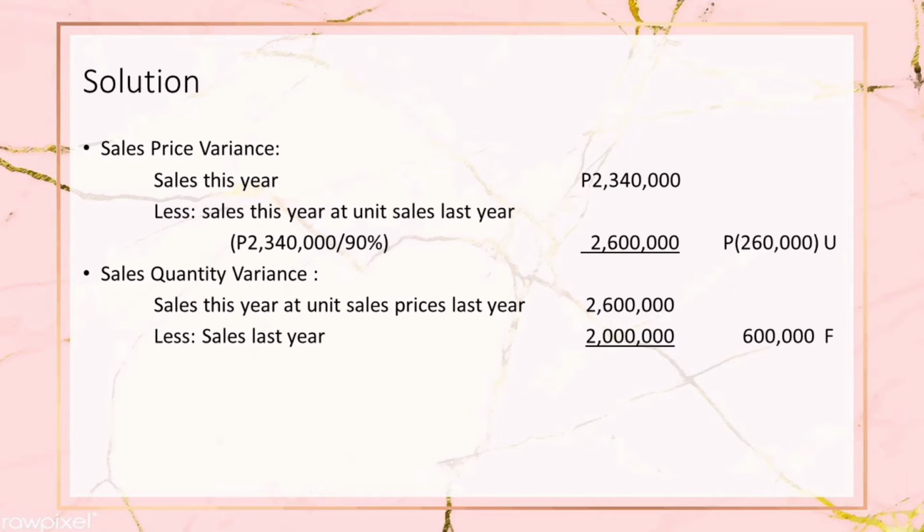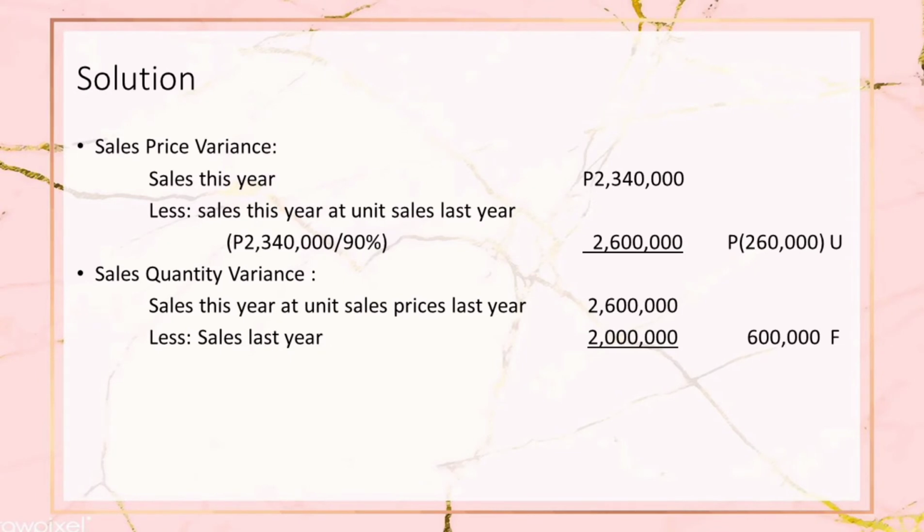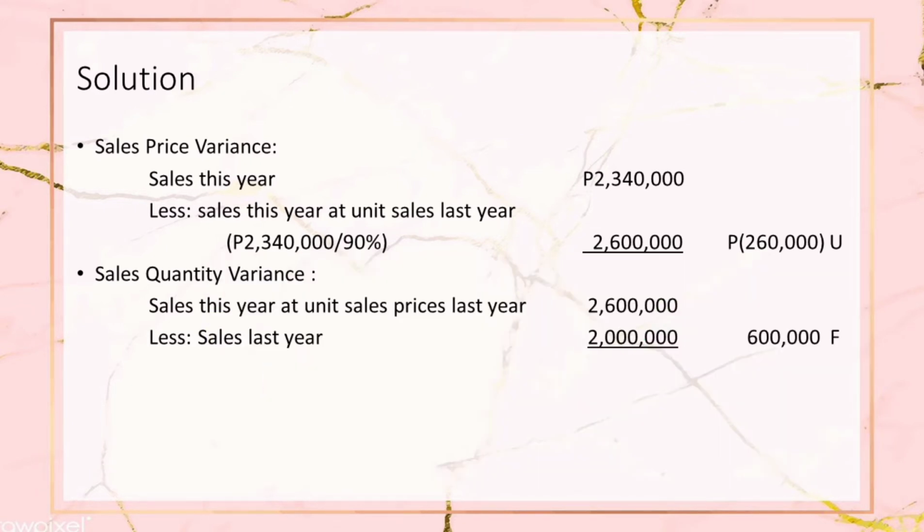The sales quantity variance is computed by getting the difference between the sales this year at unit sales price last year and the sales last year. So the sales this year at unit sales price last year is 2,600,000. We deduct the sales last year of 2 million, so we have a sales quantity variance of 600,000 favorable.